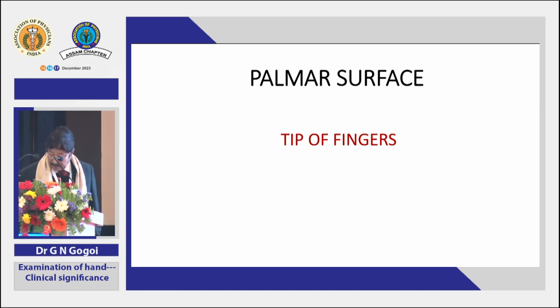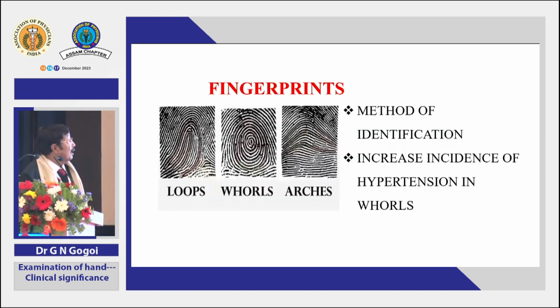And then we come to the palmar surface. Start with the tip of the fingers. And these are the fingerprints, a method of identification. Mostly these are loops, whorls and arches. Although these are methods for identification, as a clinician we are interested in the whorls because there is increased incidence of hypertension in persons having whorls. The more the number of whorls, the more the hypertension.